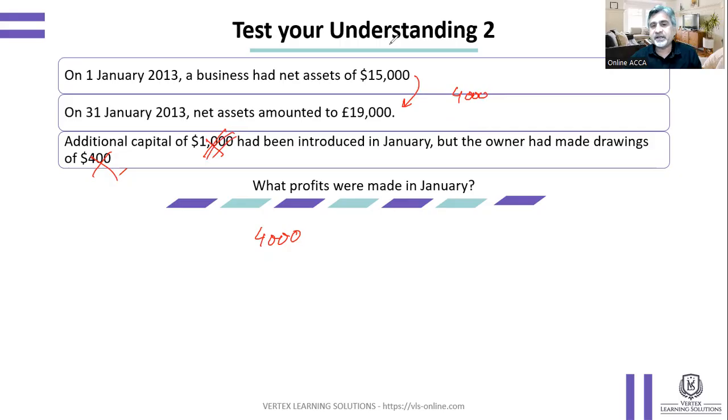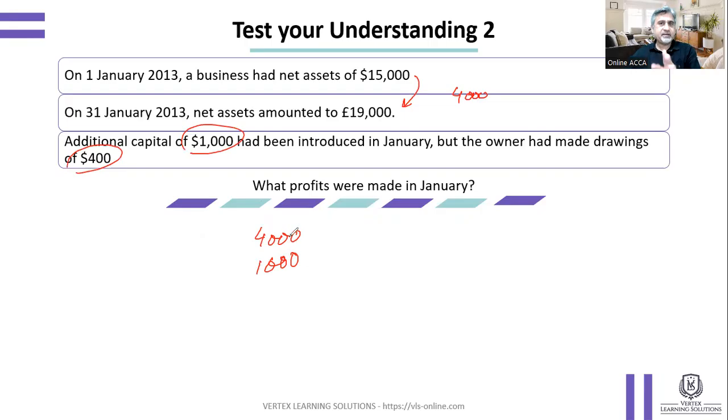But then we know that there is some additional information given. So we know that the increase in net asset is 4,000, but there is additional capital, and there are drawings. So it means that out of this increase of 4,000, 1,000 I put as additional money from my pocket. So it is not profit. I took money from home.